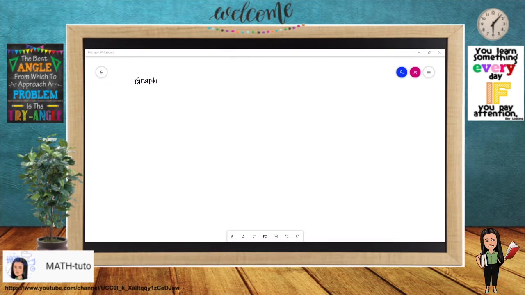Okay, doon tayo sa graph. So, let's use our example a while ago. We have x is greater than 8. Okay. Drawing tayo ng number line.